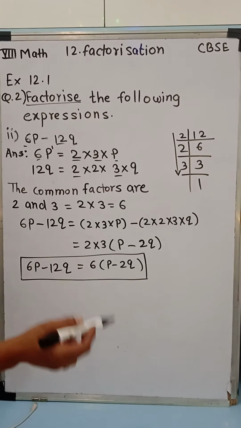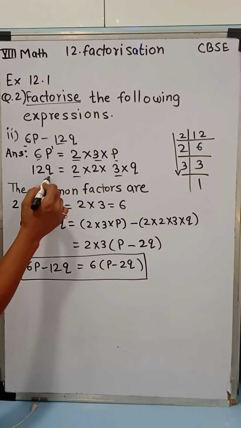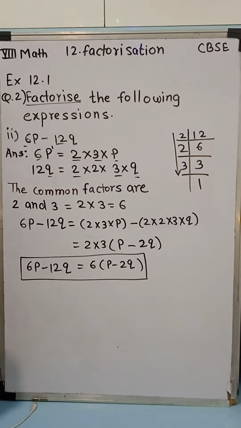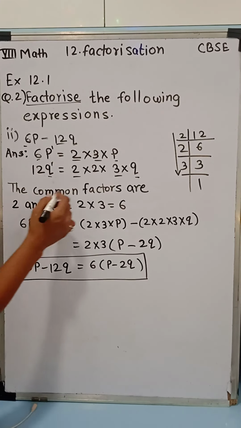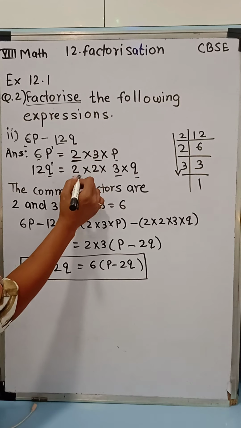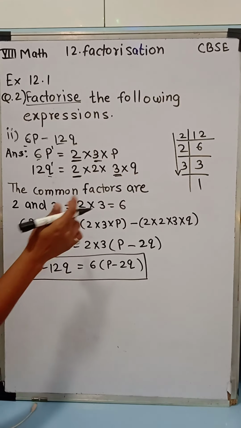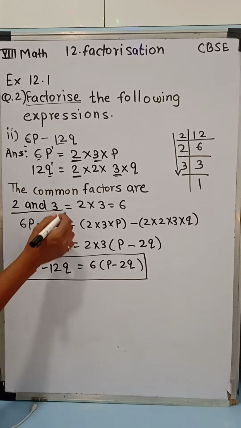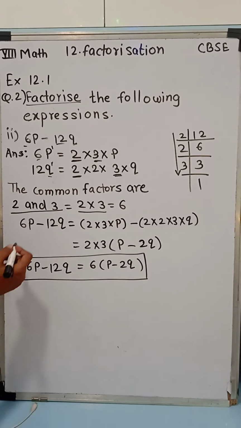We always write down the factors one below the other. So 2 into 2 into 3 into, again, q is a variable, write it as it is because q has the power 1. Now the common factors are 2 and 3. So only two common factors are there, 2 and 3. Now we will take their product, that is 2 3s are 6. So come to the example.